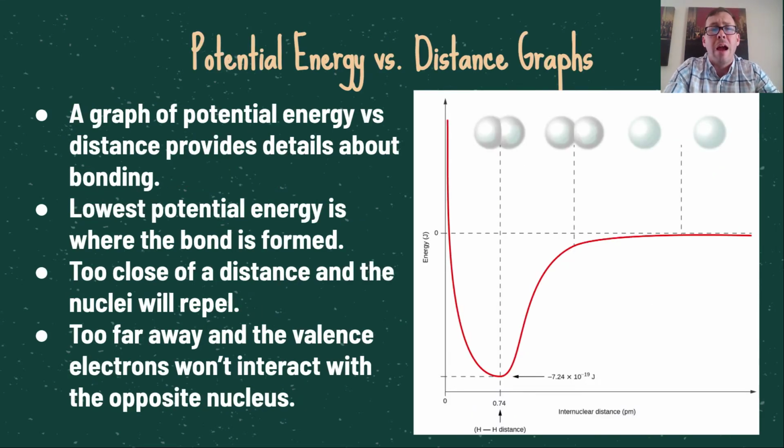So let's take a look at this graph here. This graph is really important because it helps us understand a little bit about how atoms form bonds. A graph of potential energy versus distance provides us lots of details about bonding. Now, the reason that atoms form bonds is because it results in them having very low potential energy, which is what makes them so stable. If we have lower amounts of potential energy, we're stable. We don't have as much energy to be able to do work, so we're quite content just being happily bonded to one another, like in a happy marriage.